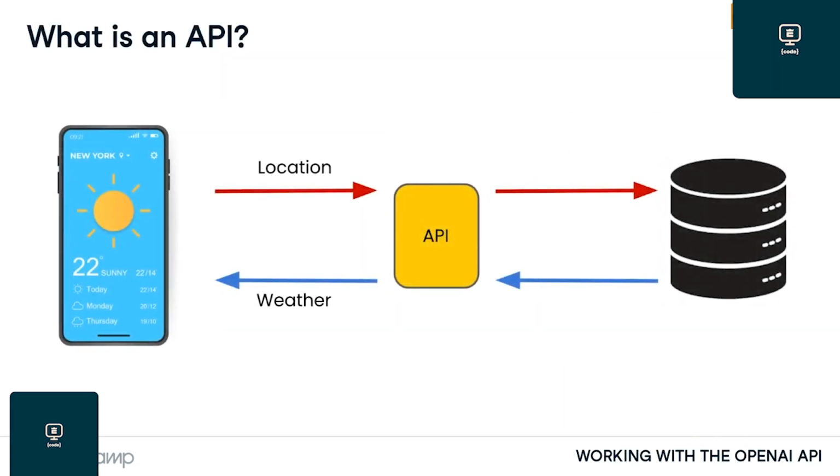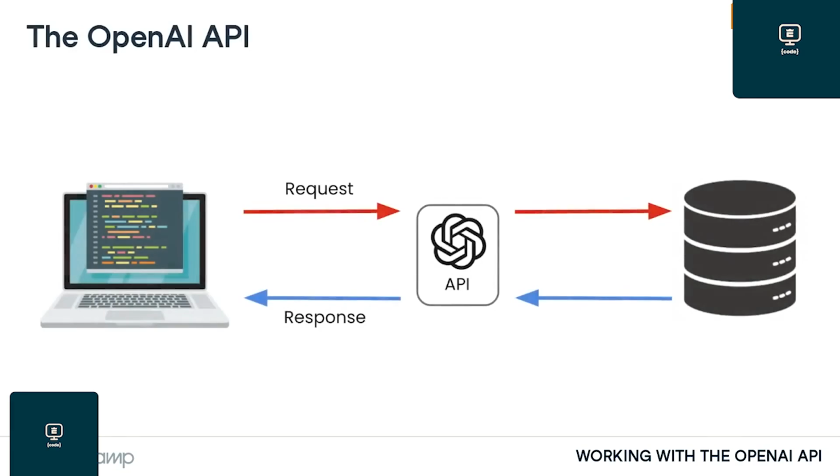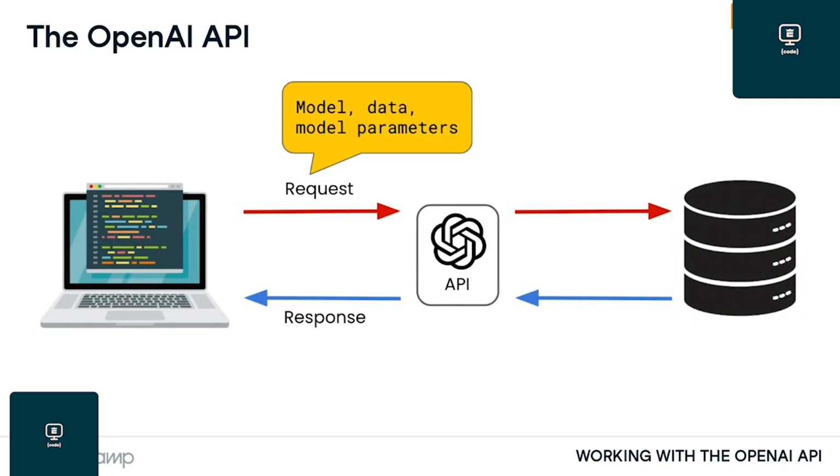Many applications interact using APIs. For example, a mobile weather app may send our location to an API and request the local forecast, which gets returned back to our phones. We can similarly write code to interact with the OpenAI API and request the use of one of their models. Our request in this case will specify which model we want, the data that we want the model to use, and any other parameters to customize the model's behavior. The response containing the model result is then returned back to us.